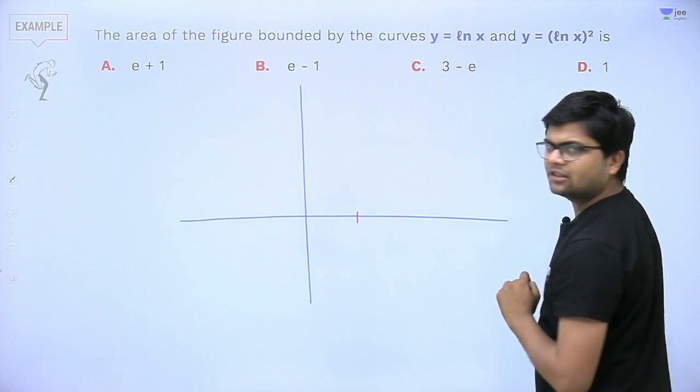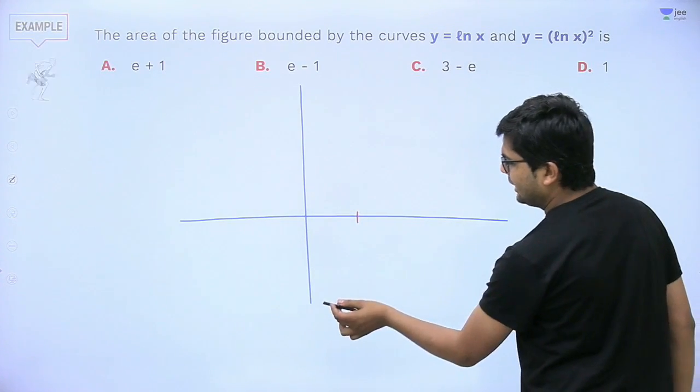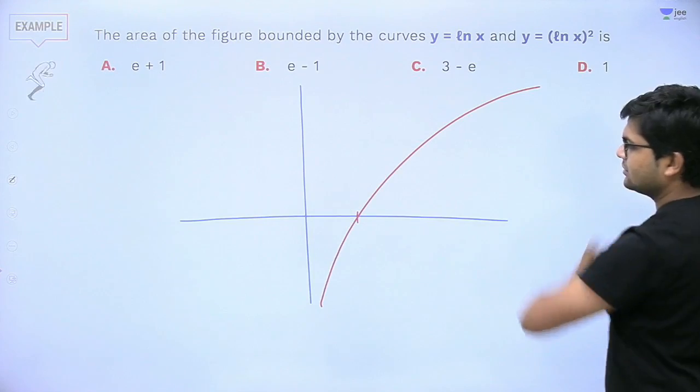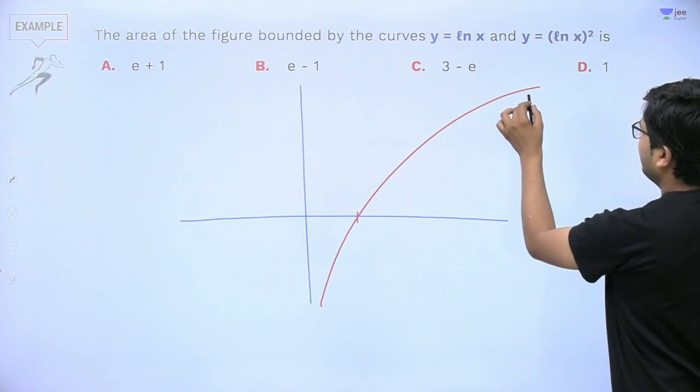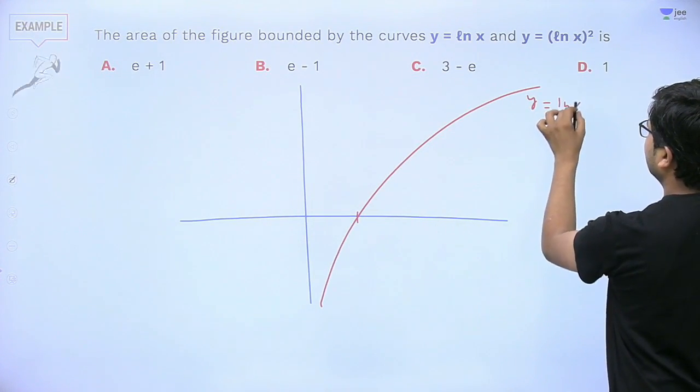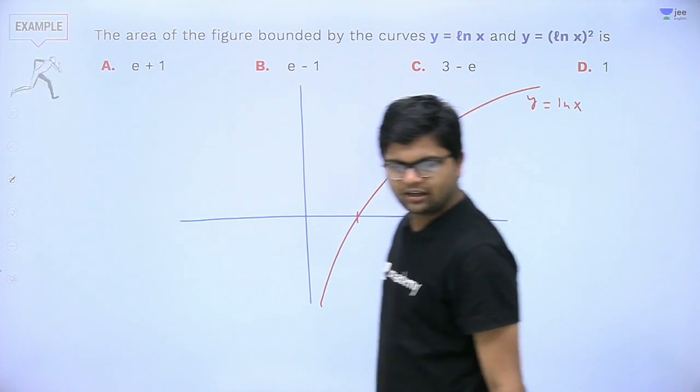Now this graph will pass through (1, 0), and it will have a shape like this. Yes or no? So this is the graph of y equal to ln x. Got my point? Very good.